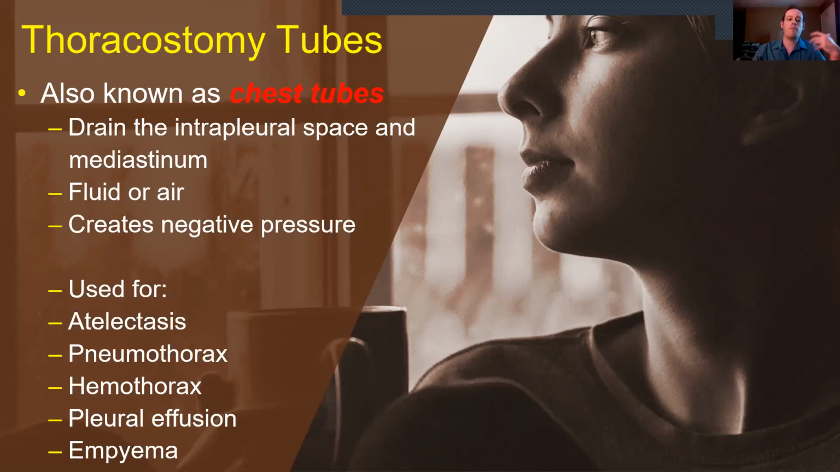So why do we do this? What primary conditions would we have chest tubes? That'd be atelectasis, pneumothorax, hemothorax, pleural effusion, and empyema. We're going to define each of these in just a second here. We'll go through each of these specifically.